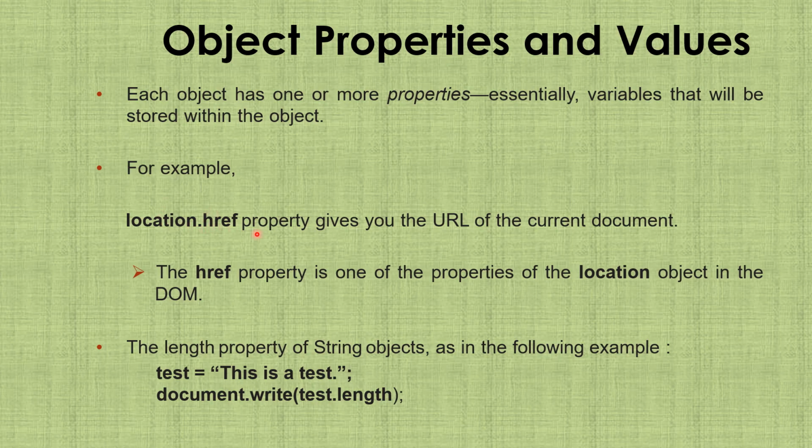Here location.href property gives the URL of the current document. Here href is the property of the location object. Here test.length, the length property of the string object.